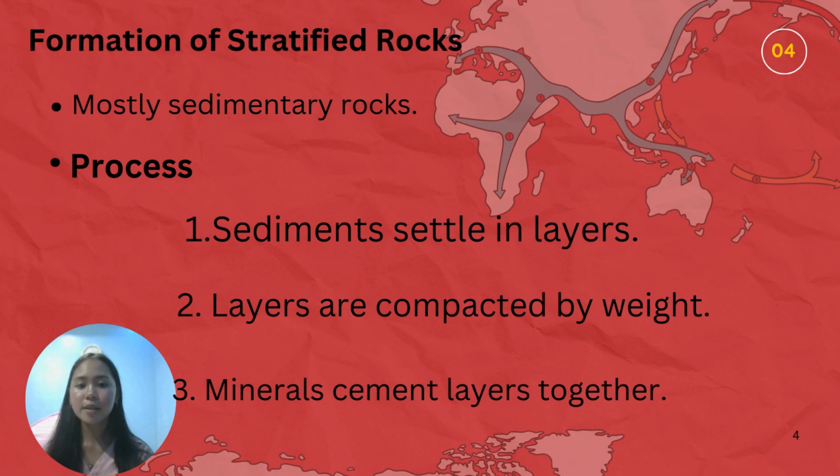Next, the layers are compacted by weight. So as I've said earlier, as more layers pile up on top of the layers, the weight of the upper layers presses them together. That's why that process is called compaction. Because they compact. The layers are compacted by weight.